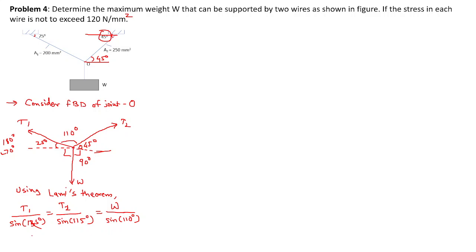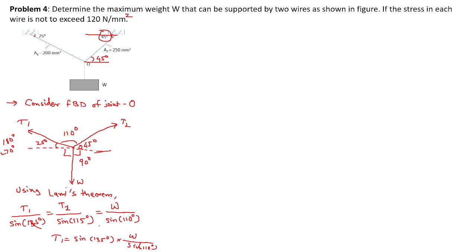How can we take this T1? This sine 135, we can multiply it here and take T1 is equal to sine 135 degree times W divided by sine 110, right? You understand? How can we write it? Same we can do it with T2 sine 115. We can multiply it here, right?